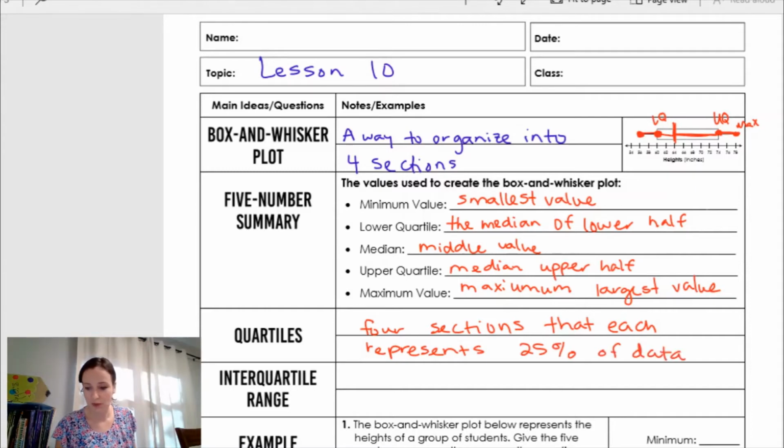And your interquartile range is the range between, and what you're going to do is you take your upper quartile and subtract that lower quartile value. So I know that this is a lot of definitions, and so let's go ahead and look at an example so that we can get started. Let's look at example 1.